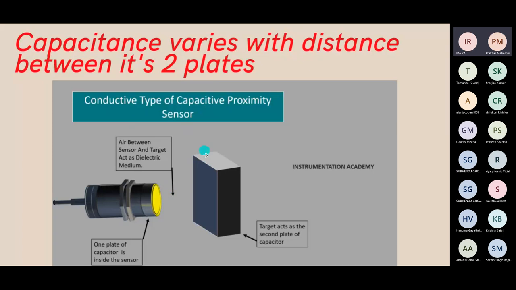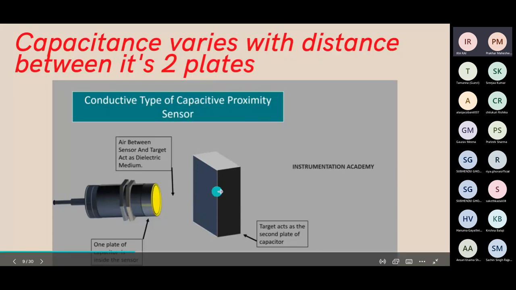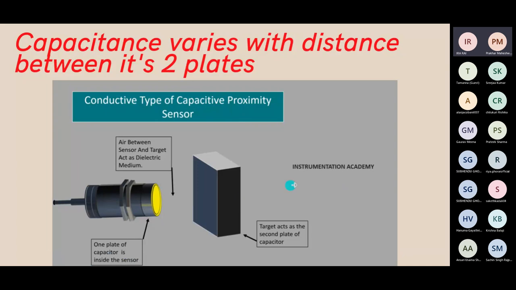In this conductive type, as the object approaches the sensor, the distance decreases, so the capacitance increases. Again, the oscillation would increase up to some amplitude and some electrical output would be sent. If the target moves back, the distance would increase, that would decrease the capacitance and again decrease the amplitude of the oscillator, and it would bring the sensor back to its original state. So these are the two properties that are applied in these two types of capacitive proximity sensors.